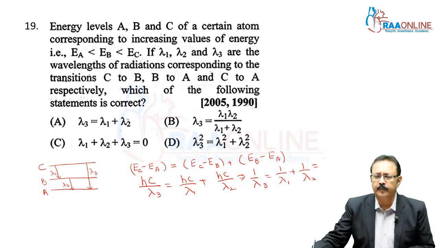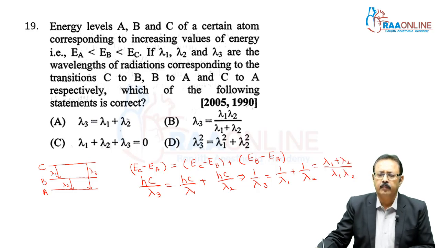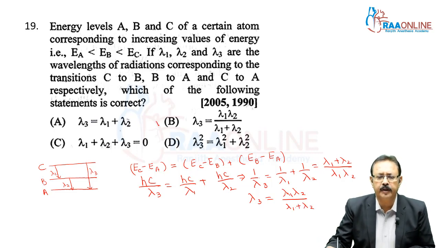Take LCM, lambda 1 plus lambda 2 by lambda 1 into lambda 2, means lambda 3 is equals to lambda 1 into lambda 2 upon lambda 1 plus lambda 2. So we will go with option B.